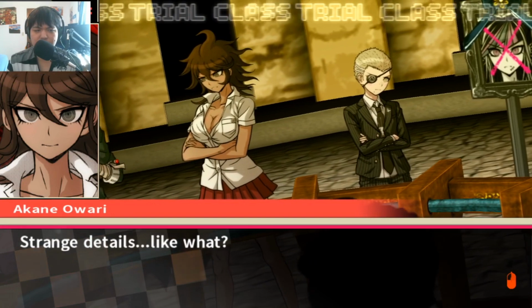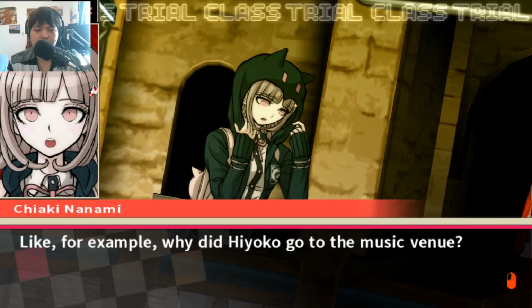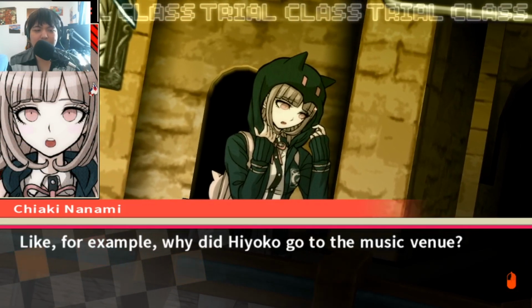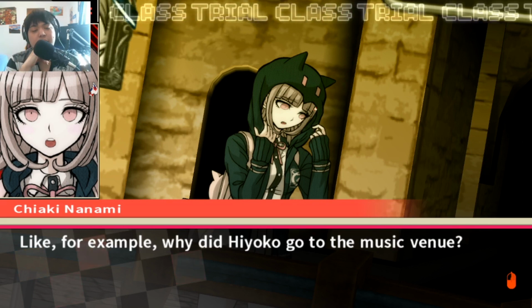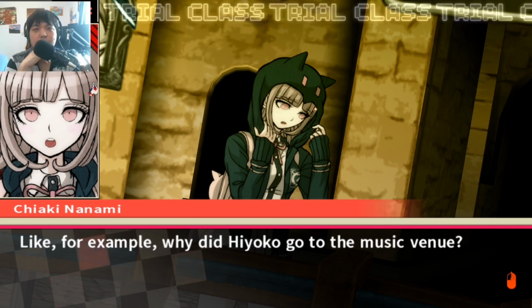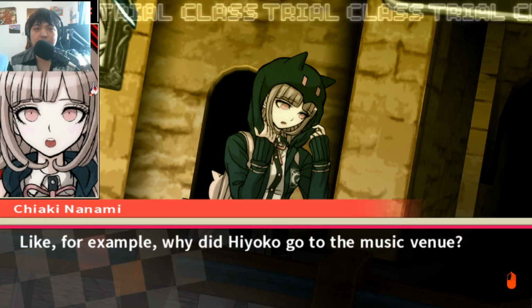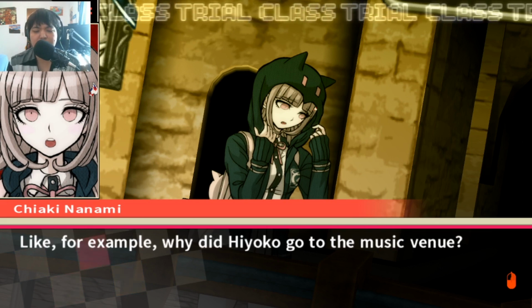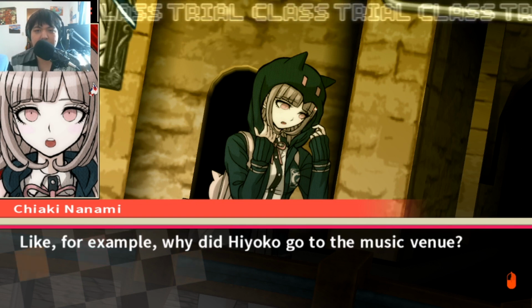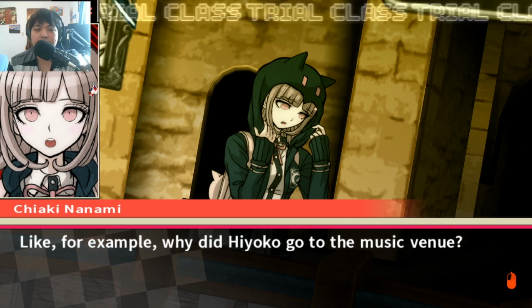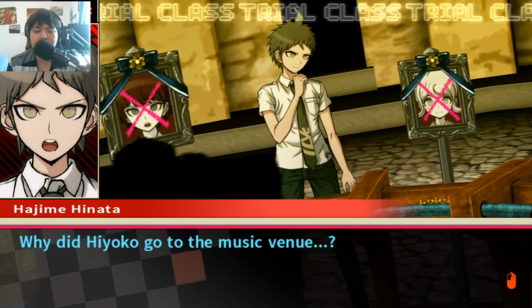Strange details? Like what? Like, for example, why did Hyoko go to the music venue? I'm pretty sure I know why, because I remember what Sonia said. She was having trouble with the kimono. Then Sonia suggested asking her, saying there's a large mirror in the music venue. I guess that's maybe why she went to the music venue. The killer didn't drag Hyoko out, so Hyoko must have done that herself, trying to fix her own kimono. Why did Hyoko go to the music venue?